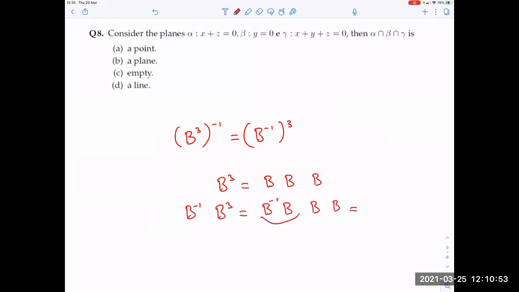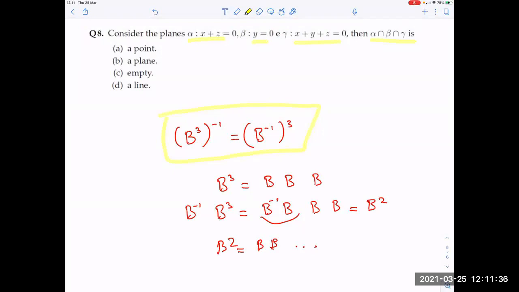Well, I will get 1 less b here, right? I will add b squared. And then you repeat it, because then b squared is just b times b. I multiply by b minus 1, and you keep going, okay? And this is why you have this equality about the inverse of a power, which is the power of the inverse. But now let's think about number 8. So you have 3 planes, and you want to know what is their intersection.